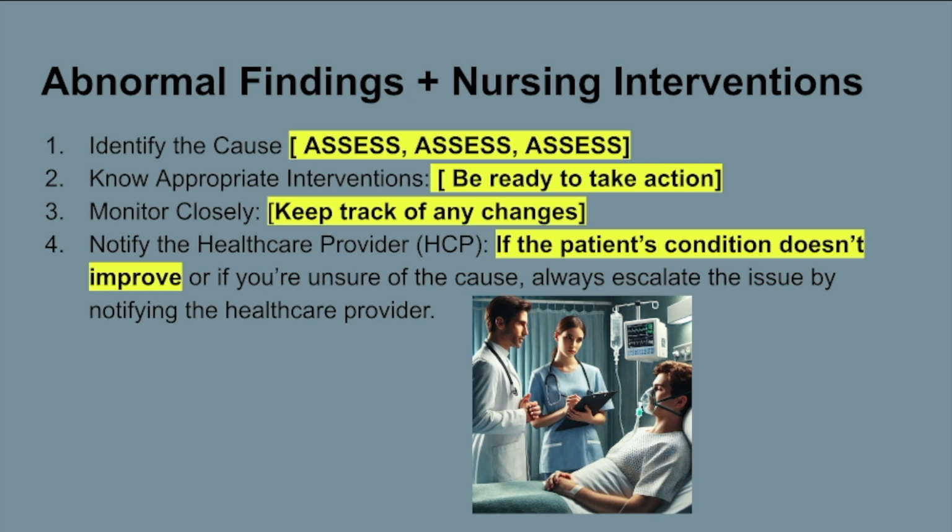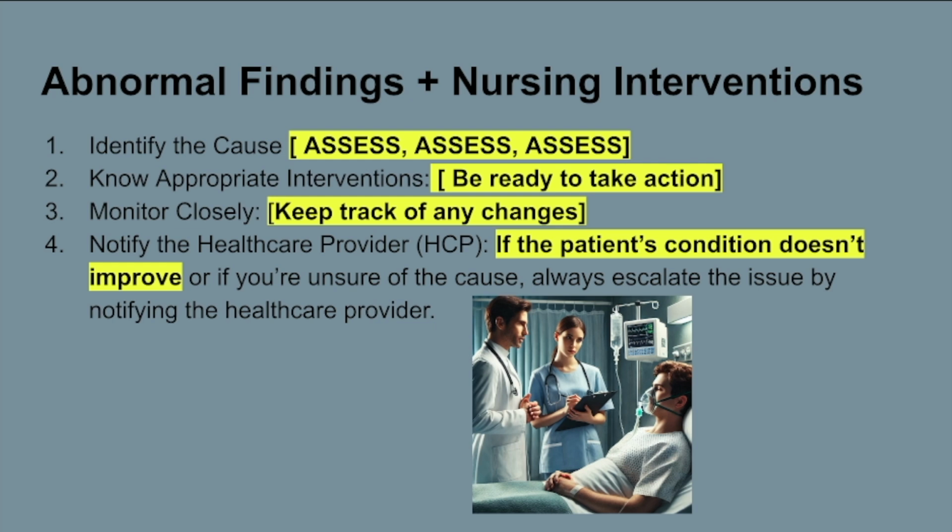Now we're going to go over abnormal findings and some nursing interventions. First, you're going to want to identify the cause once you've gathered all the data from getting the vital signs. This is the most important step. Assess, assess, assess. You need to figure out what's causing the abnormal vital signs. It could be something like pain, an infection, dehydration.